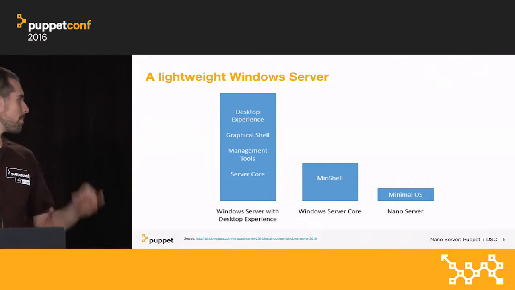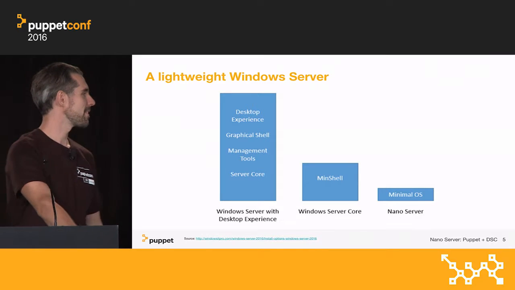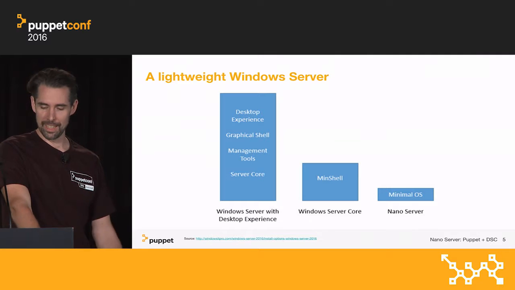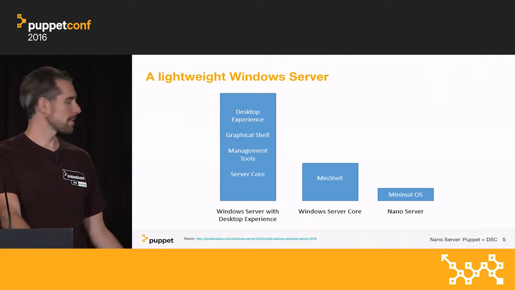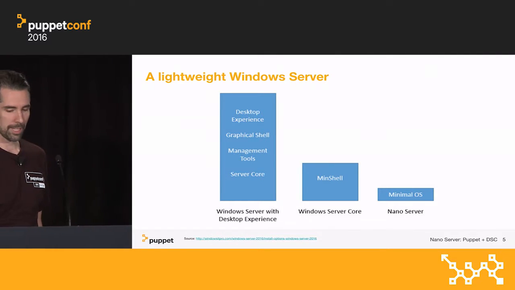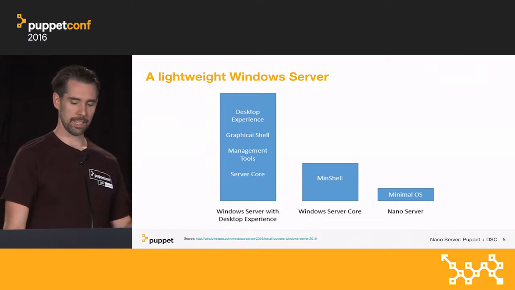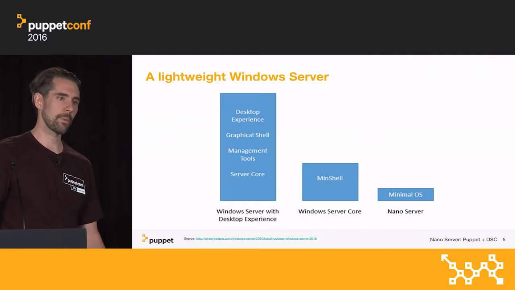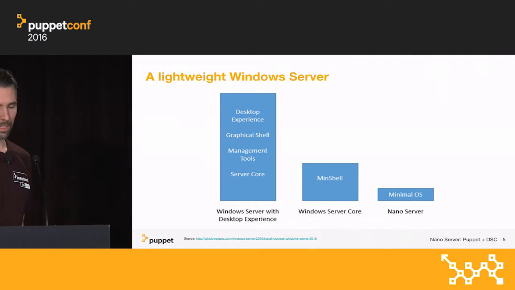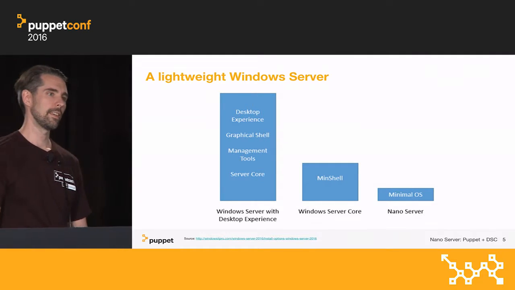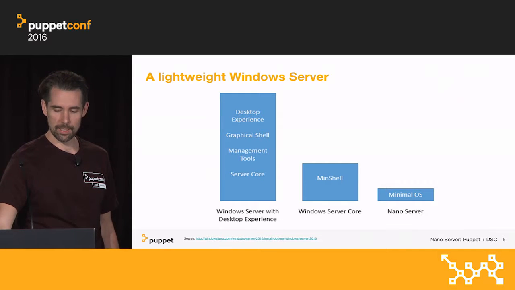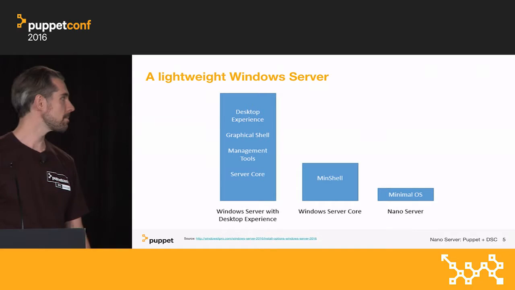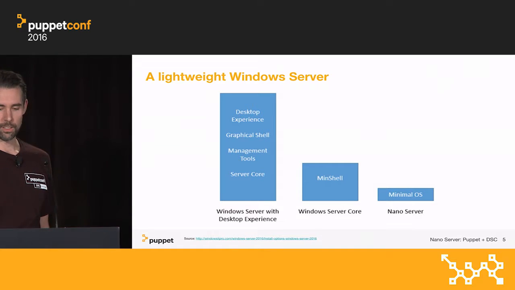This is one of the graphs I've found floating around. It pretty much strips out the desktop experience, graphical shell, most management tools, bringing it down to just a 64-bit kernel, PowerShell, and the ability to add server packages as you need them. What that comes with is a greatly reduced disk space requirement, reduced memory usage, and a reduced attack surface to protect against.